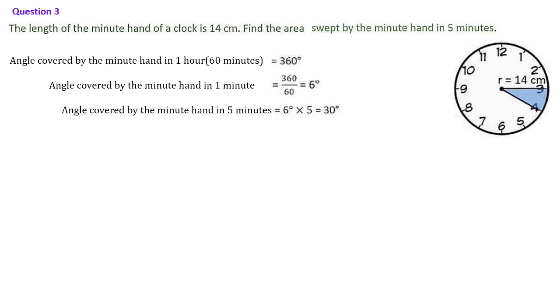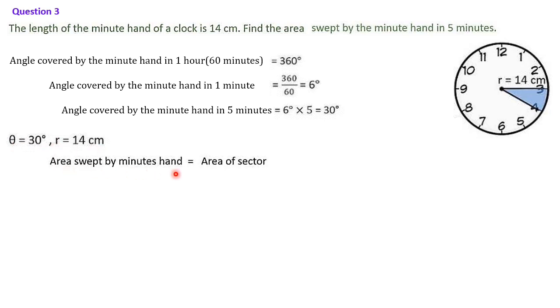We are asked to find out the area swept by the minute hand in 5 minutes. It means we need the angle, how much angle it will cover in 5 minutes. That's what we have to find out. In 1 minute 6 degrees means in 5 minutes 6 into 5, 30 degrees. So the angle we have got is 30 degrees. So theta is 30 degrees, radius 14 centimeter.